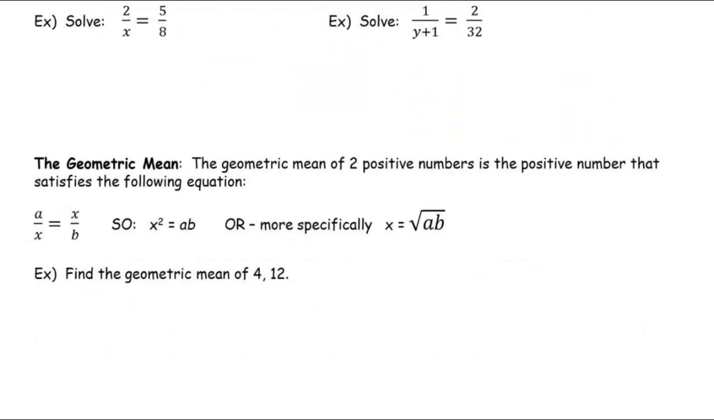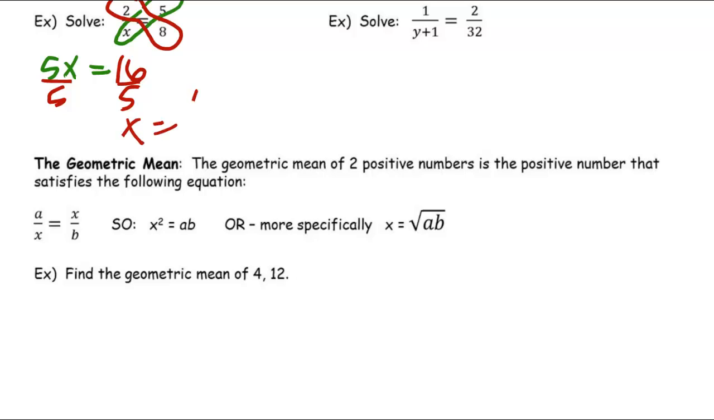Okay, let's solve a couple. So if we're going to cross multiply, we would take x times 5. So that's going to give me 5x equal to 2 times 8, which is 16. And so when I solve, I'm going to divide both sides by 5. And x would be 16 over 5. And so that would be your answer.